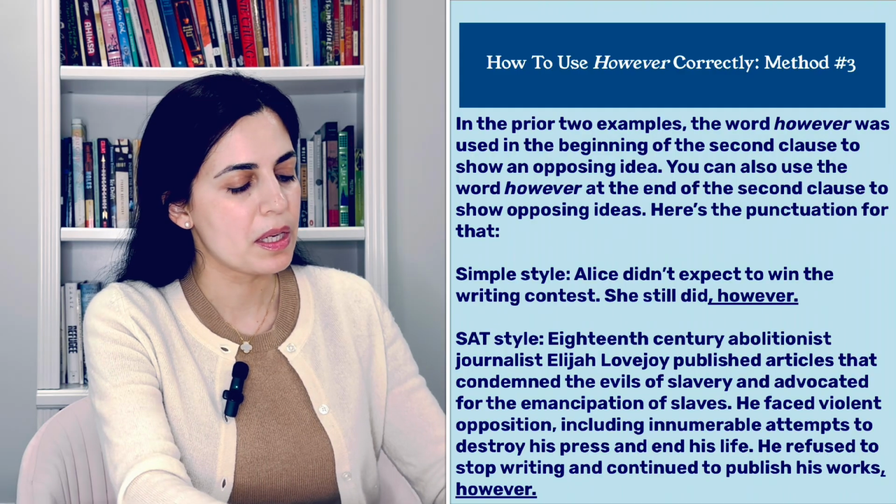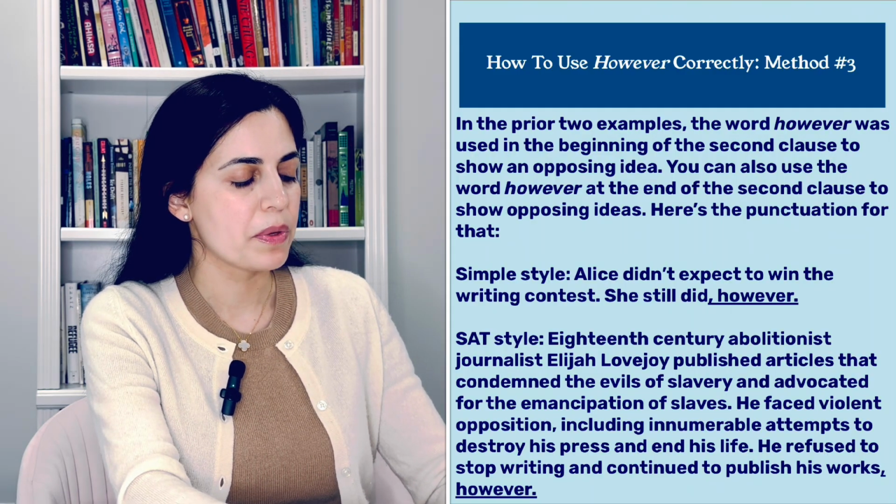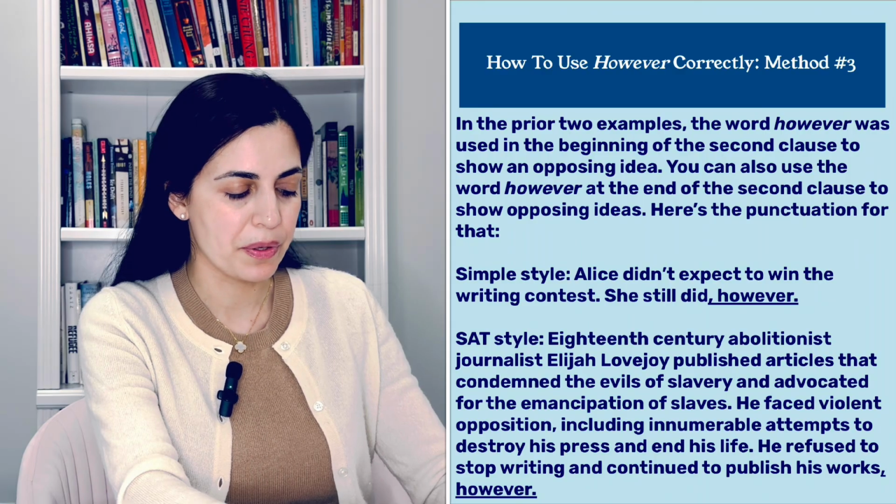In the prior two examples, the word however was used at the beginning of the second clause to introduce an opposing idea. Alternatively, you can put the word however at the end of the second clause. So let's take a look at how that would appear in practice. A simple sentence would be, Alice didn't expect to win the writing contest. She still did, however.